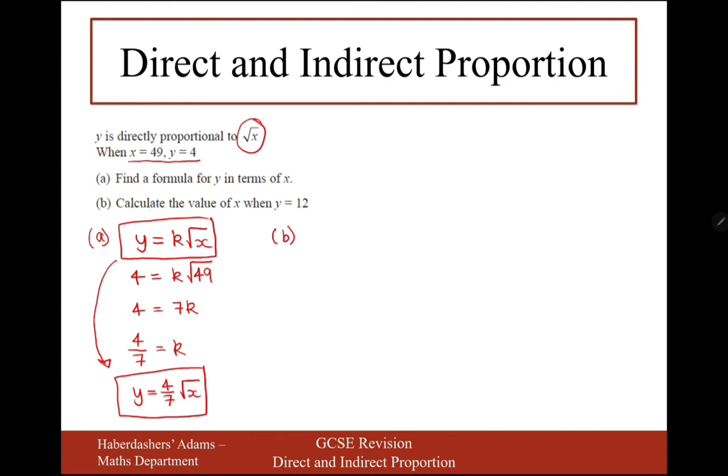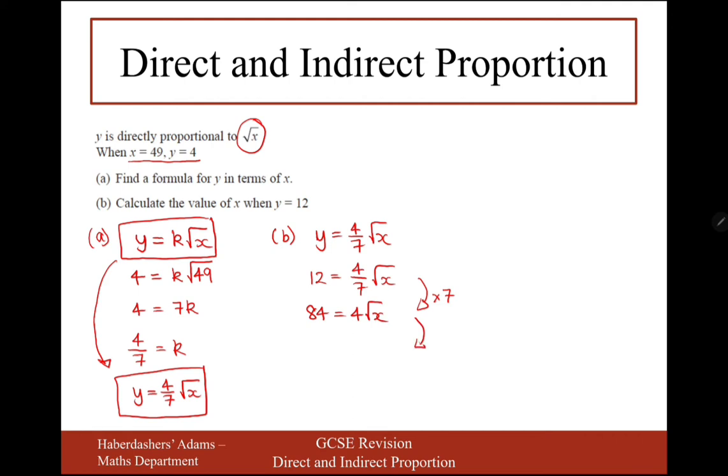Moving on to part B, calculate the value of x when y is 12. Okay, so I'm going to take the formula, y equals 4/7 times the square root of x, and replace y with 12. So 12 equals 4/7 times the square root of x. So let's now work out what this is here. I'm going to multiply the 7 onto the other side first. I'm going to do this in a few stages. 12 times 7 is 84. I'm just going to check that on the calculator. Yeah, 84. And I still have the 4 on this side.